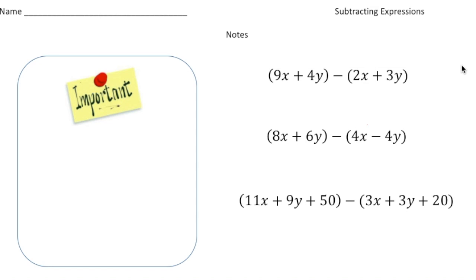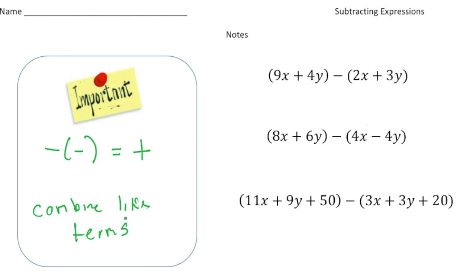Alright, so a couple of really important things to remember when you're subtracting expressions. The first thing is, don't forget that when you subtract a negative, it's the same as adding a positive. You're going to be seeing that quite a bit when you subtract expressions. And then the second thing is, when you subtract, you always combine like terms. Let's write down combine like terms.